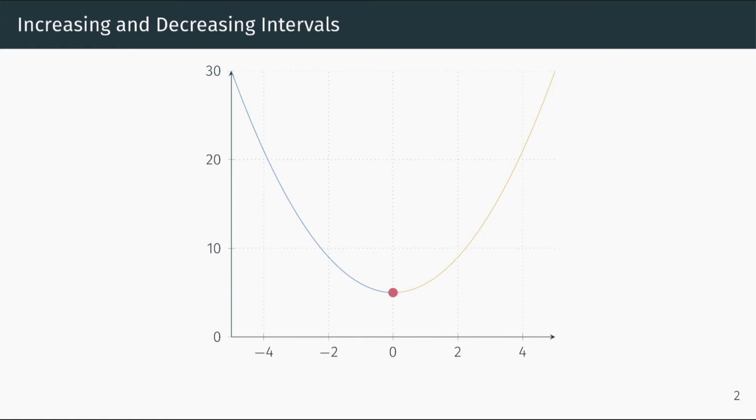In the interval where the curve is decreasing, we can see that the gradient of the tangents to the curve are negative, while when the curve is increasing, we can see that the gradient of the tangents to the curve are positive.